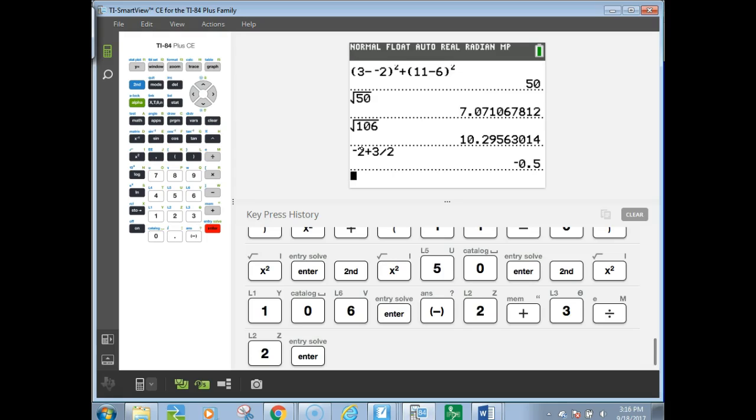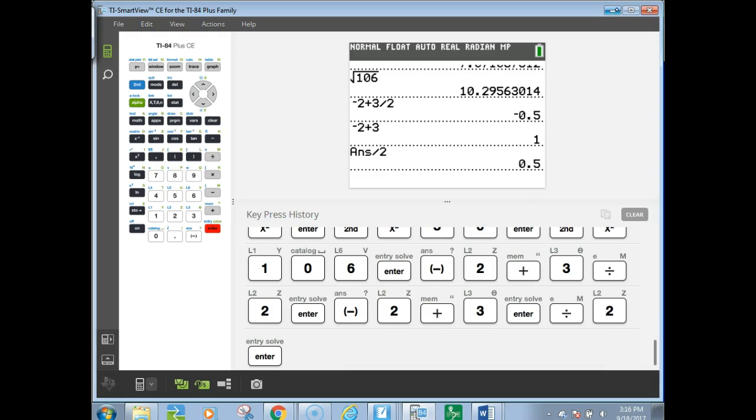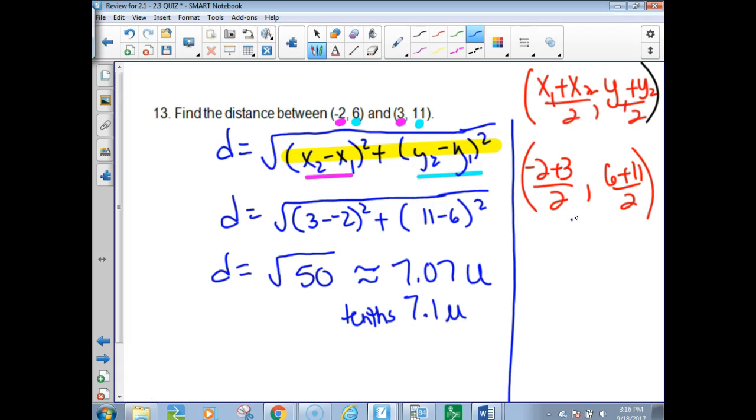Yes, put parentheses around the negative 2 and the 3, or just type negative 2 plus 3, hit enter, and then hit divided by 2 and get the right answer. All right, which is positive 0.5. And then 6 plus 11 is 17, divide that by 2, you should have 8.5. Okay, do the midpoint on number 14 right now, please.